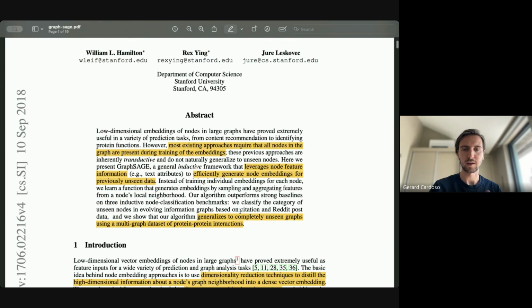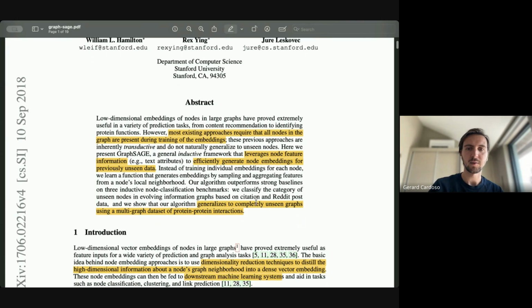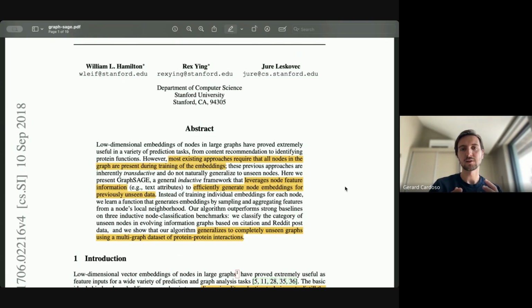So imagine, they have a few different data sets that they evaluate this approach on. They have a citation data set, Reddit posts, and a data set of protein-protein interactions, where the data set is composed of multiple separate graphs. And this method's useful because these graphs, take Reddit for example, are ever evolving, right? You have new posts all the time.